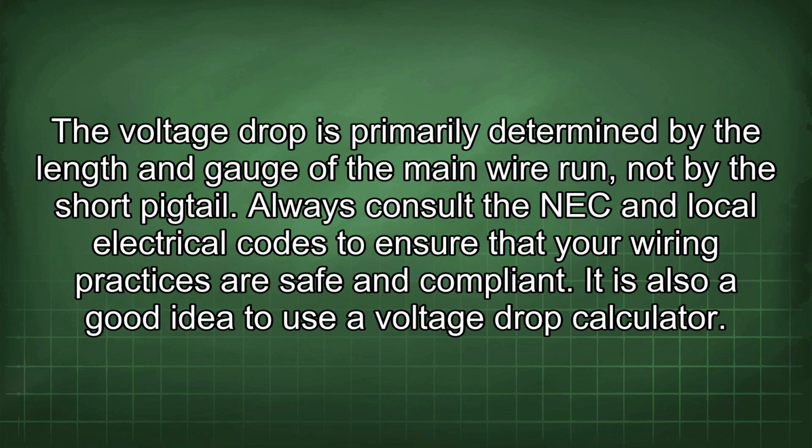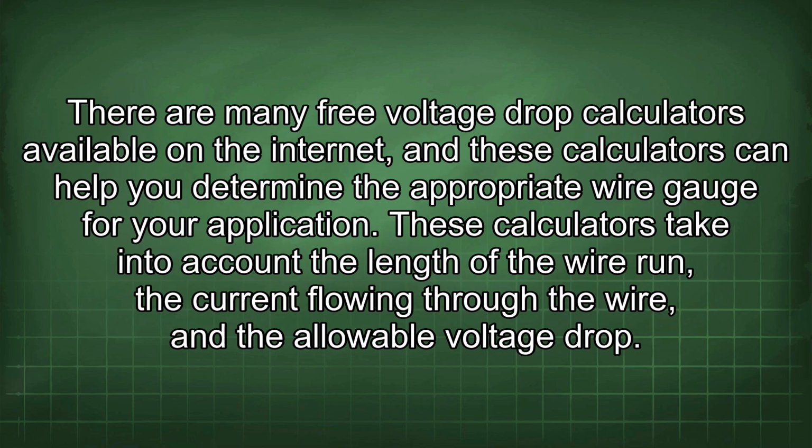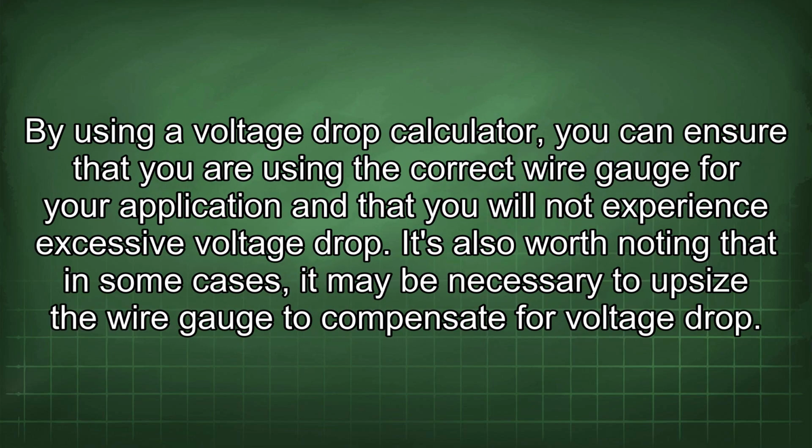It is also a good idea to use a voltage drop calculator. There are many free voltage drop calculators available on the internet, and these calculators can help you determine the appropriate wire gauge for your application. These calculators take into account the length of the wire run, the current flowing through the wire, and the allowable voltage drop. By using a voltage drop calculator, you can ensure that you are using the correct wire gauge for your application and that you will not experience excessive voltage drop.